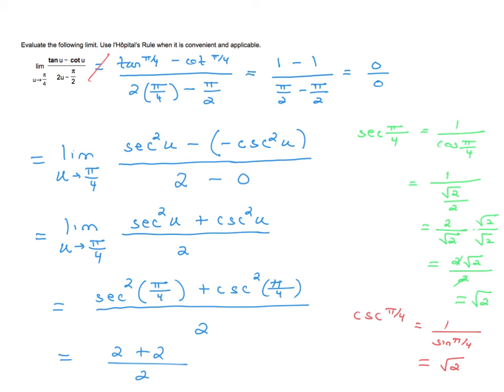So here's the limit. This and this were both equal to 2, and we're still dividing by 2. This is 4 over 2, or simply 2. So that is the final answer for this problem.